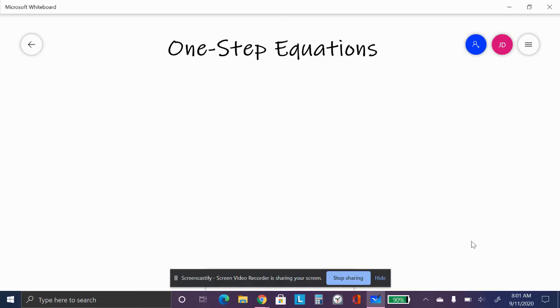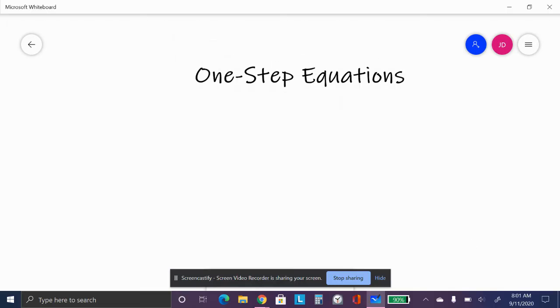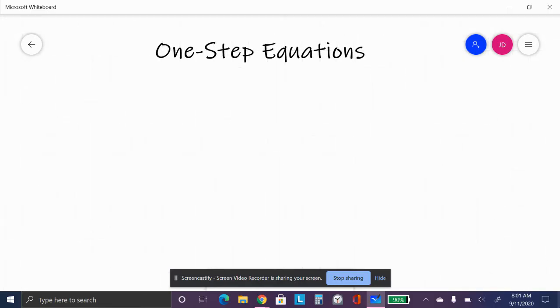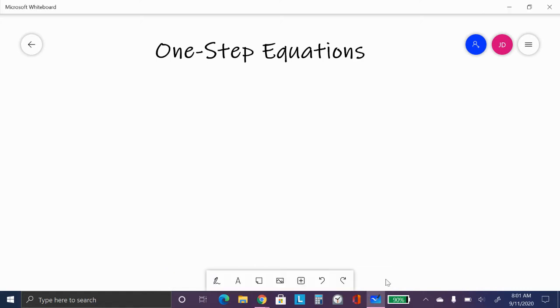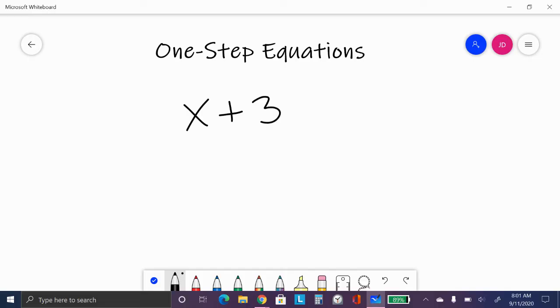An equation is a mathematical sentence that contains a variable and an equal sign. So for example, let me write on this here. We have x plus 3 equals 7. That's an example of an equation. It has a variable, a letter that represents a number, and it has an equal sign.